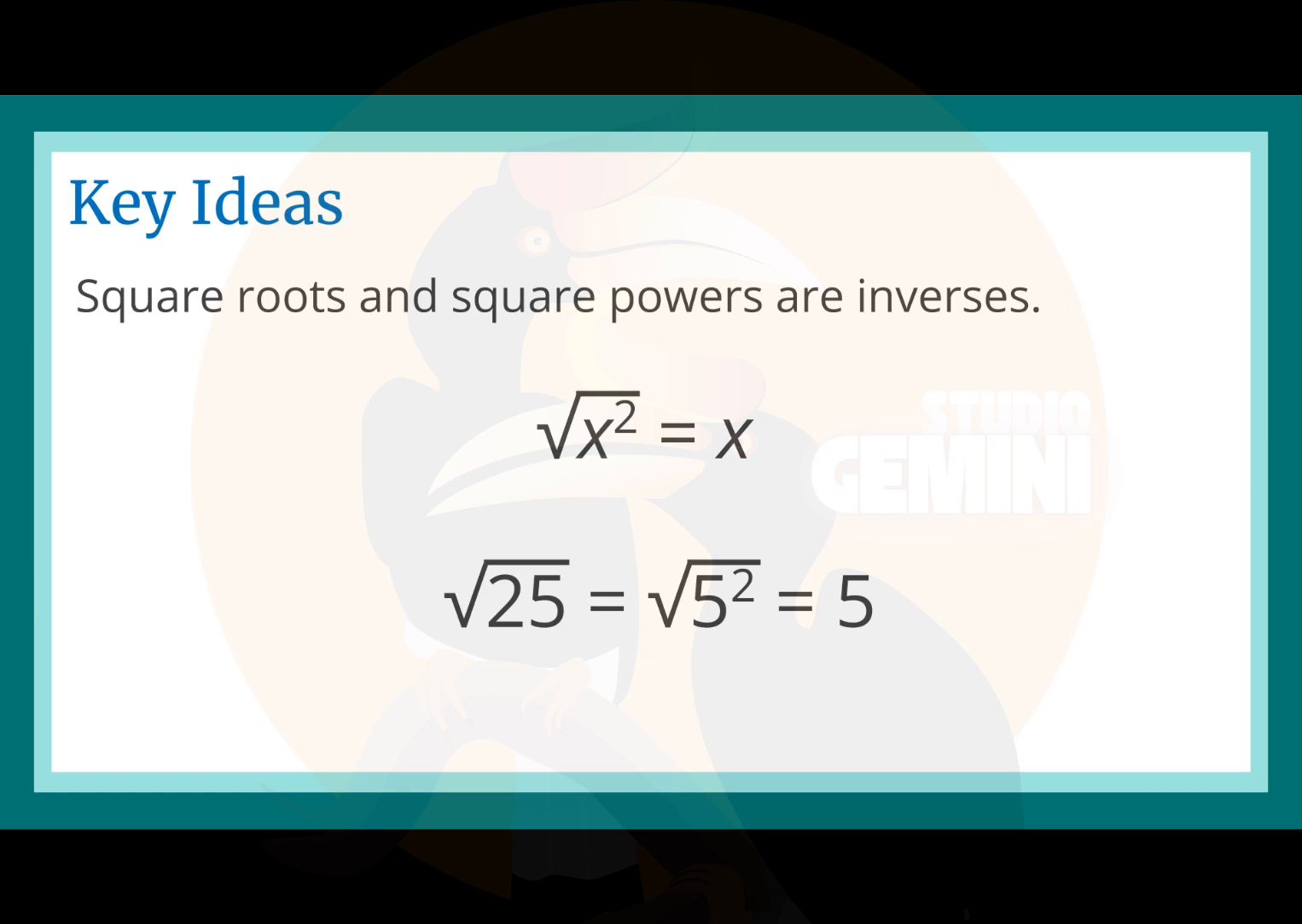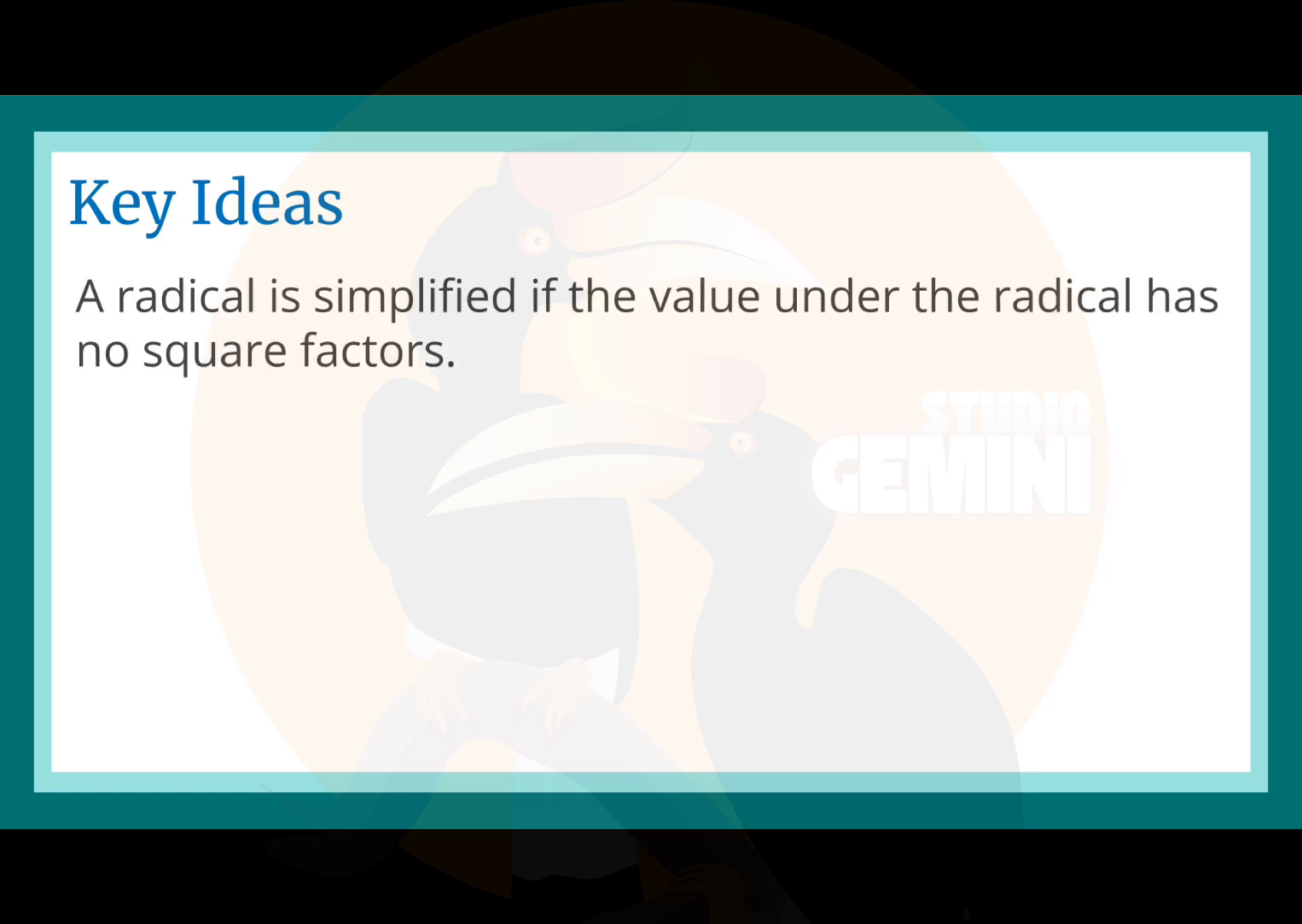So how do we know that a radical is simplified? We say a radical is simplified, or in its simplest form, when the value under the radical has no square factors. And as a bonus, we'll have the smallest possible number under the radical, which makes it easier to work with. Great! Let's try some examples to see how to get rid of those square factors.